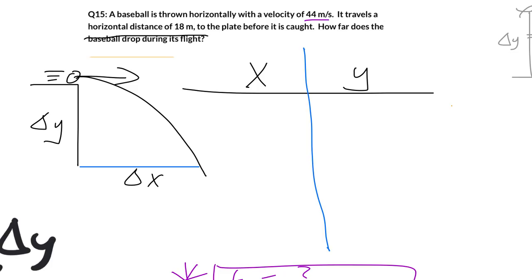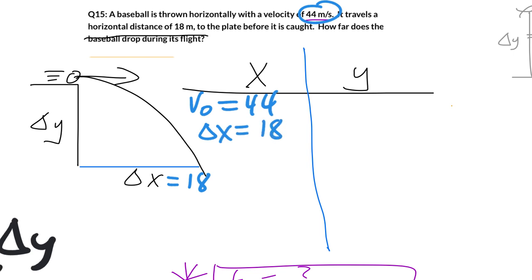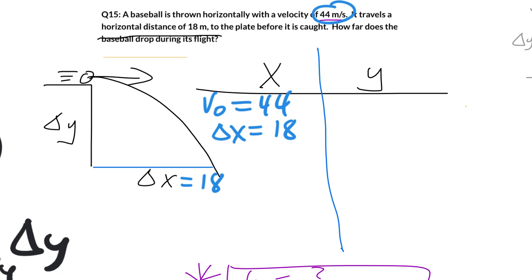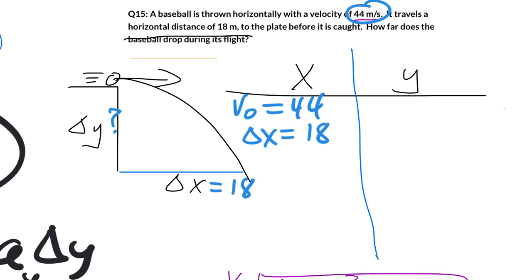Okay, so a baseball's thrown. This is VOX. So VO equals 44, positive always. The horizontal distance, delta x, is equal to 18 meters. How far does it drop during its flight? So I'm looking for delta y. Of course, I have to find time first.